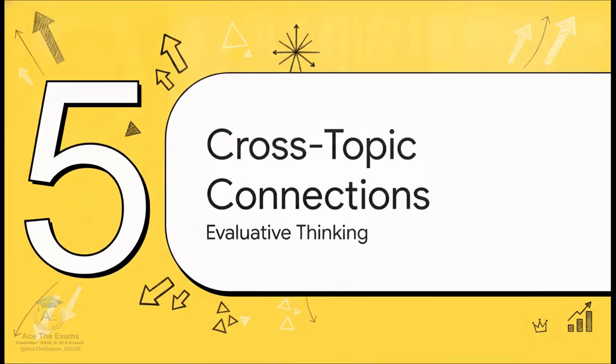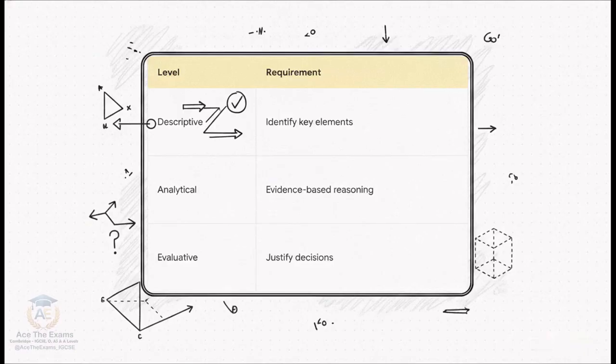Finally, Section 5, Mastering Cross-Topic Connections. Let's elevate your grade. This table breaks down the assessment framework perfectly, showing that moving from a basic, descriptive level to an elite evaluative level requires justifying your decisions and evaluating alternatives. A lot of students stay firmly in the descriptive tier. They can identify the key vectors on a shape and maybe do a basic calculation. That's a solid C grade.